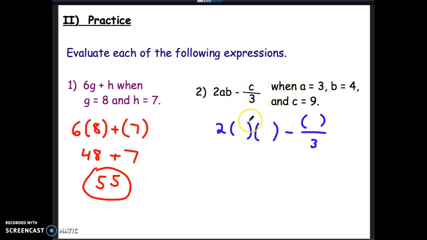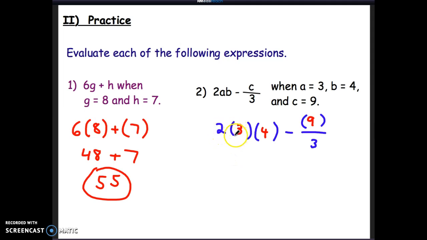Well, A is right here, A is 3. B is right here, B is 4. C is right here, and C is 9. Now I'm going to go ahead and simplify using the order of operations that we learned yesterday.